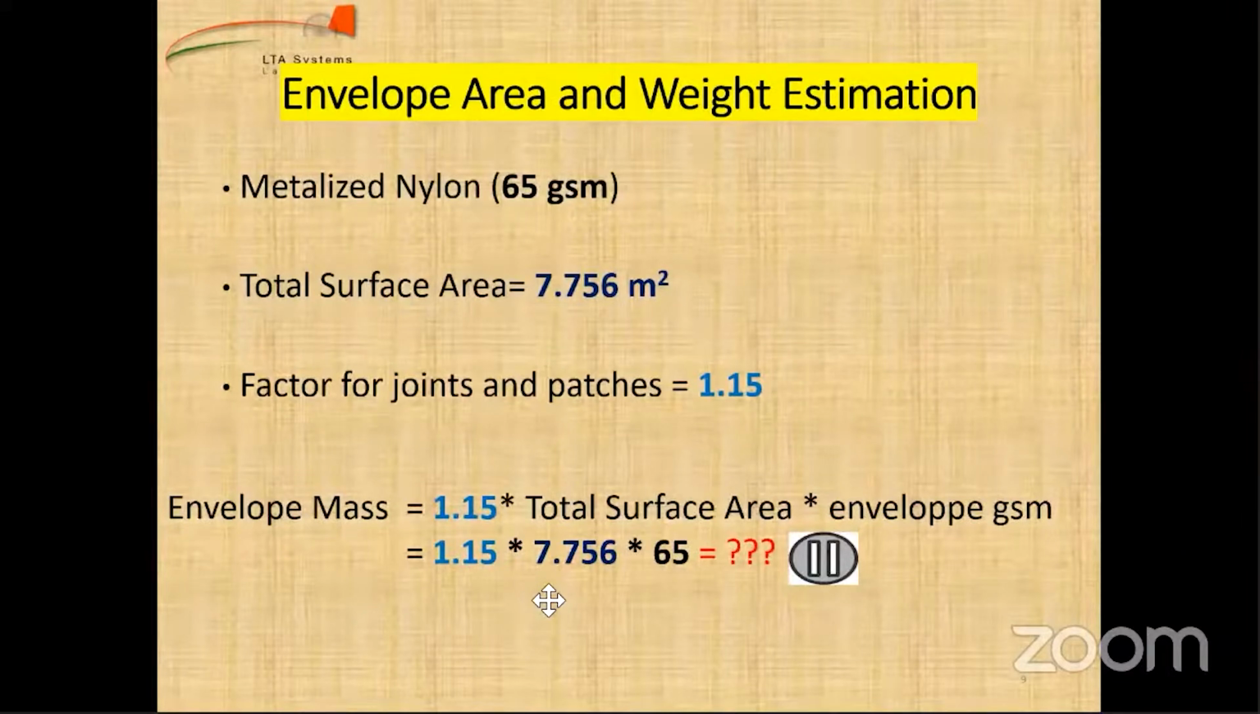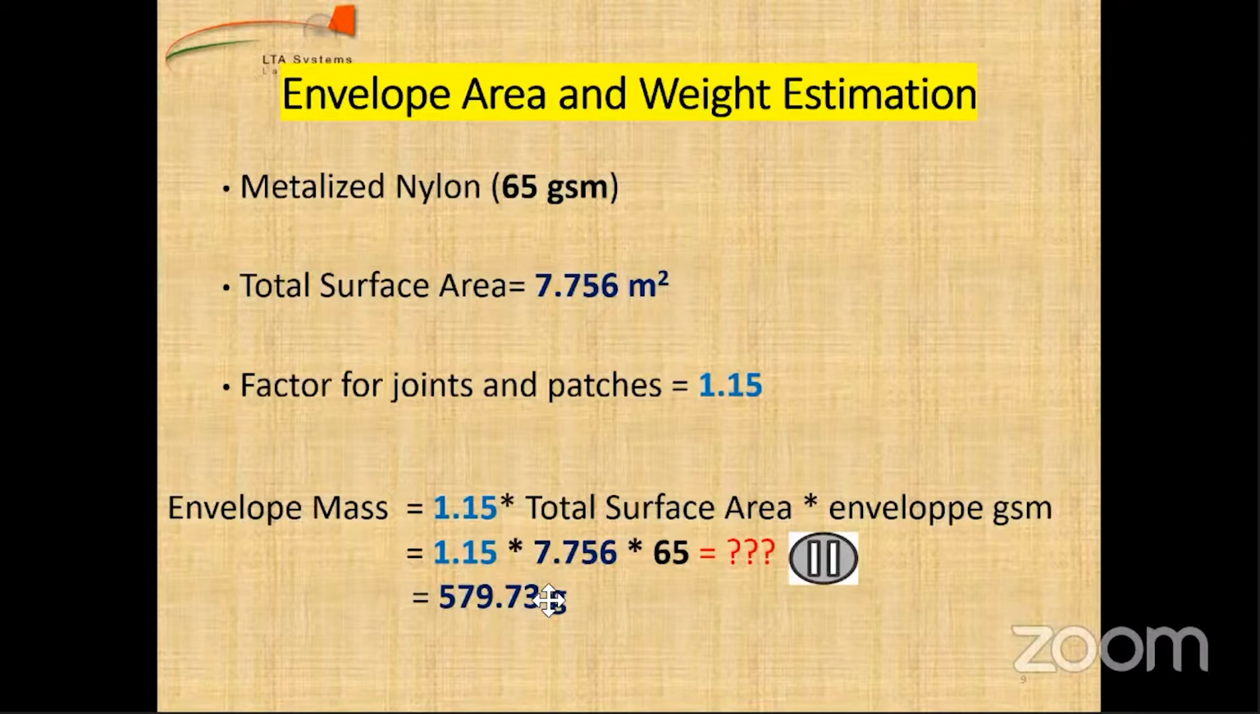Can you quickly make this calculation? Give me the answer now. 579.76, sir. 579 or 580, we can keep it. Yes, sir. Okay, so this is our envelope mass. We have now estimated the envelope mass. Our payload is 250 grams. To carry the payload, we need an envelope material whose weight is approximately 579 or 580 grams. So we now know our envelope weight with a weight penalty of 1.15, that's 15%.